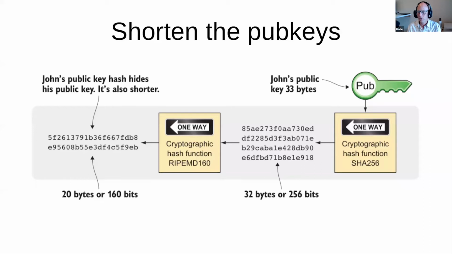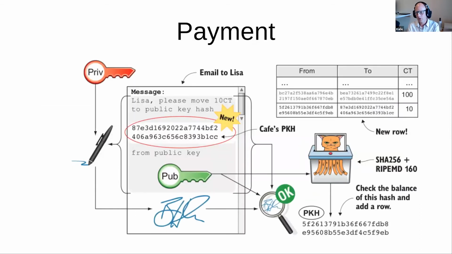This is actually going to be removed later in a future upgrade, which is called Taproot. So in Taproot, we're going to go back to using public keys again. But let's leave that for now, and just accept that right now we are hashing it through SHA-256 and RIPE-MD160 to get a 20-byte hash, and this is the new payment process.